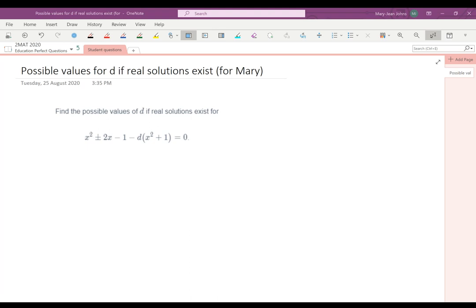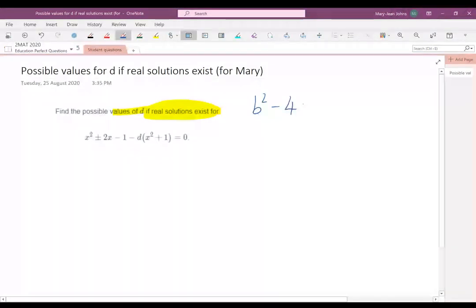To do for you guys, solving a problem that she's found on Education Perfect. So if we have a look at this, it's looking for values of d for real solutions. When we're looking at solutions or real solutions, I know that I'm talking about my discriminant. When I'm talking about real solutions, I could have one or two real solutions.